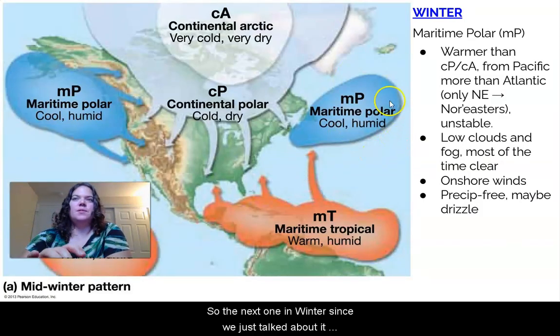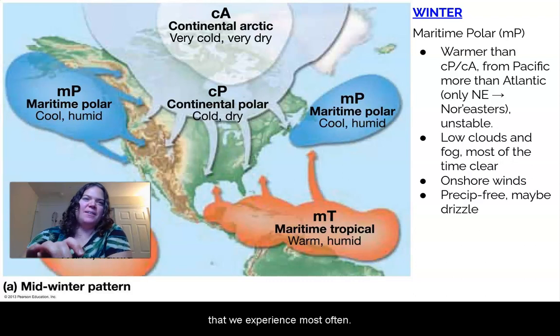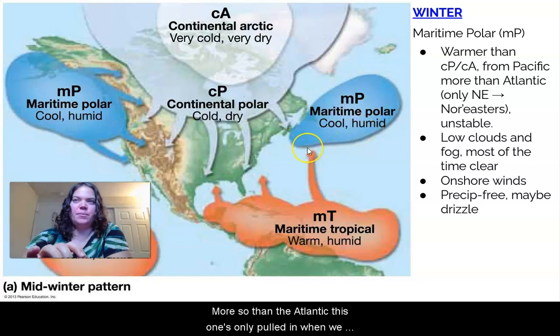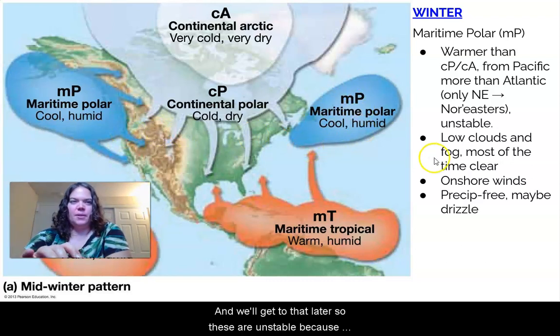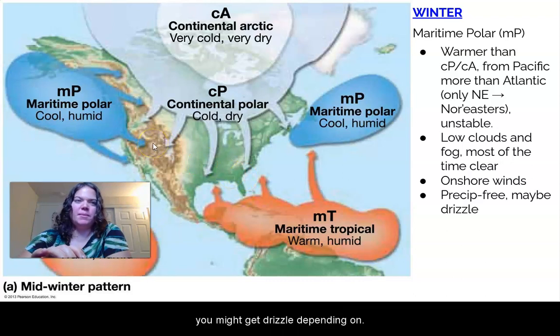All right, so the next one in winter, since we just talked about it, the Maritime Polar. This is warmer than a CP air mass. It's from the Pacific that we experience most often, more so than the Atlantic. This one's only pulled in when we have nor'easters, and we'll get to that later. So these are unstable because they have more moisture associated with them. And there's low clouds, fog. Most of the time it's pretty clear. There's also onshore winds. They can be precip free, but you might get drizzle depending on the other conditions.